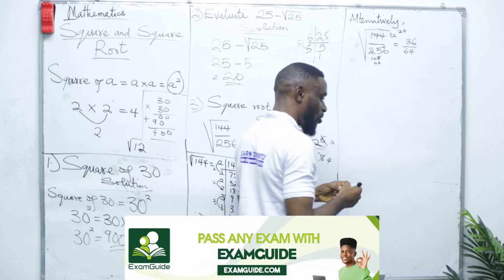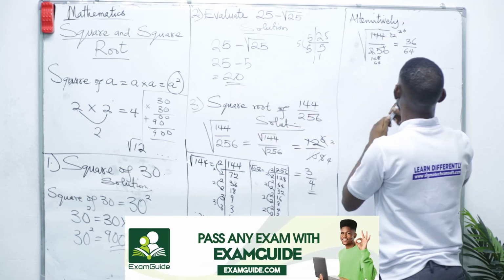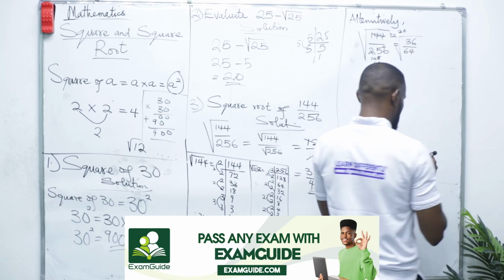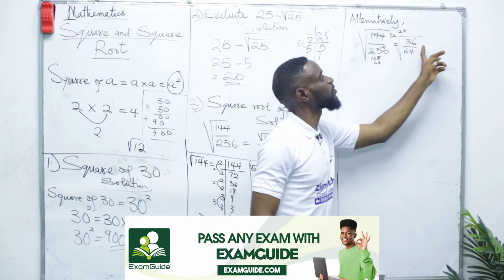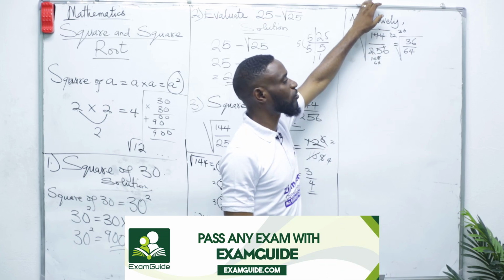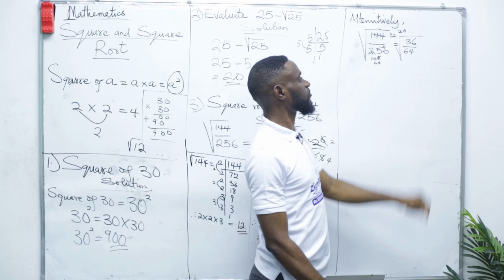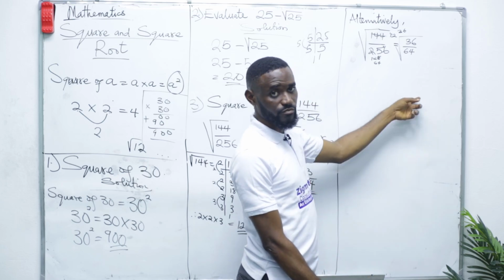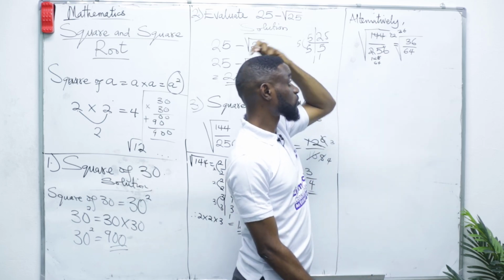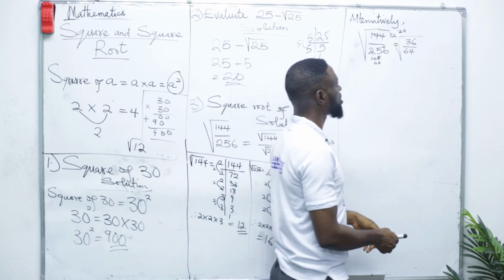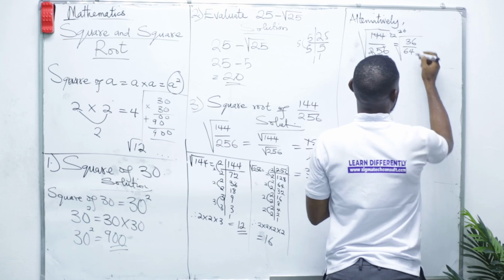Now, at this point, it is easier. Remember, we are still having the square root. At this point, you know that the square root of 36 is 6, while the square root of 64 is 8. You can go ahead and still simplify further, right?